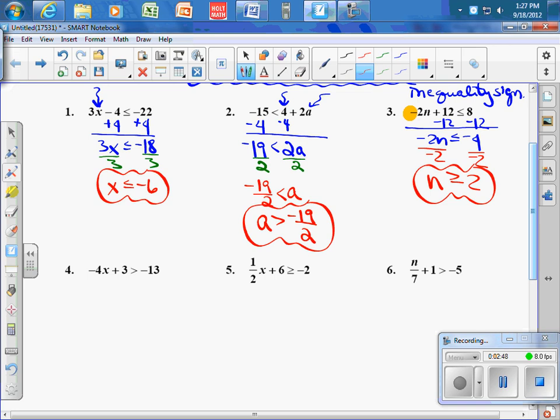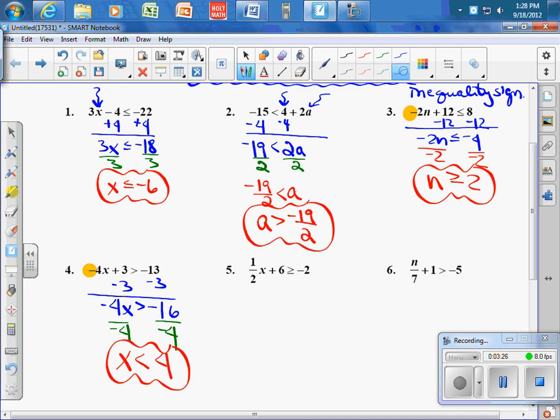In number 4, here again we have that negative attached to the variable. That tells us automatically, in the end, we're going to end up changing the inequality sign. Let's see what happens. I'm going to subtract 3 from both sides. I'll get negative 4x is greater than negative 16. I'm now going to divide both sides by the negative 4, and here's where the change comes. We get x is less than positive 4.